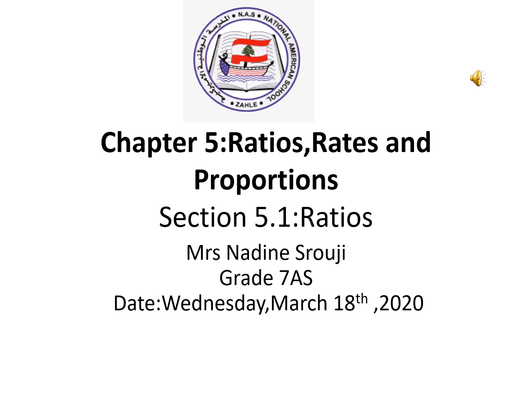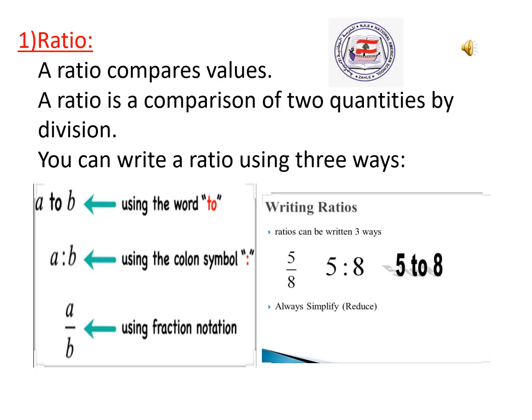I'm going to explain a new chapter, Chapter 5, Ratios, Rates, and Proportions, Section 5.1, Ratios. What's the meaning of a ratio? A ratio compares values. A ratio is a comparison of two quantities by division. A ratio says how much of one thing there is compared to another thing.